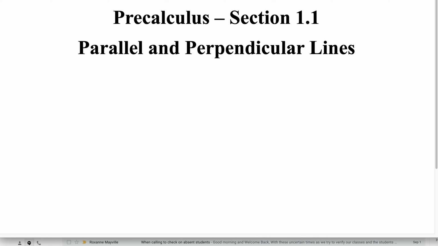What we're going to be talking about are parallel and perpendicular lines. This is section 1.1. So bearing in mind, parallel, this would be the symbol for parallel. That means that we're looking at lines with the same slope.